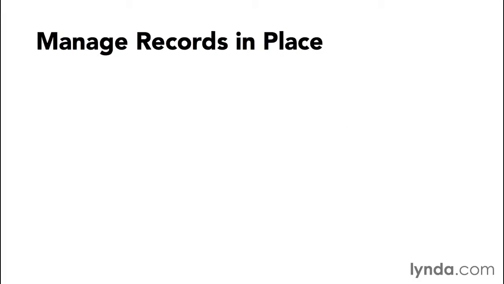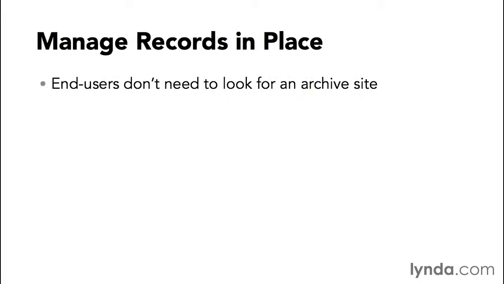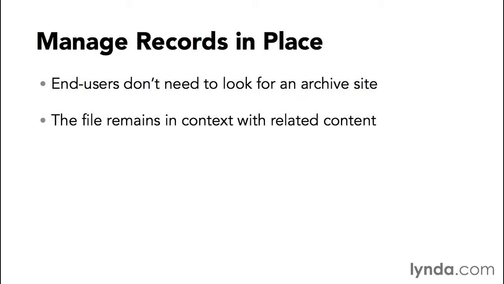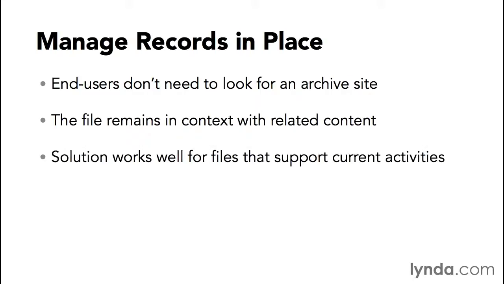When you manage records in place, end users don't need to send a record to an archive. A document can be declared as a record right where people are working. The file remains in context with related content. And the solution works well for files that support current activities, such as a project that's still going on. Maybe you need to manage certain documents related to a project as records because they're official records of action or contracts, but the files can remain where people are working.